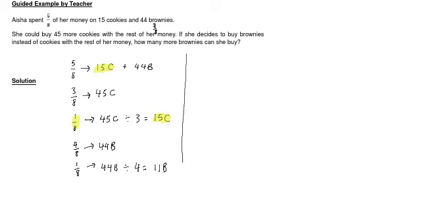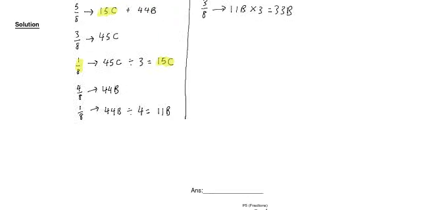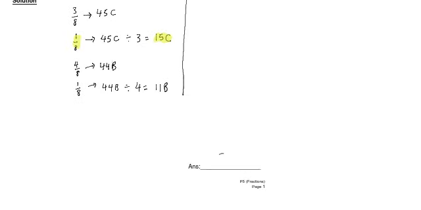So what is the question asking for? The question is asking for if she decides to buy brownies instead of cookies with the rest of her money. That means the rest of the money is 3/8, right? How many more brownies can she buy? You know that 1/8 gives her 11 brownies. You need to multiply by 3. You get 33 brownies. So that means the remaining money will get her 33 more brownies. So I write 33 here without the B. Okay, right? Because I use B to represent brownies. Let's look at the next question.